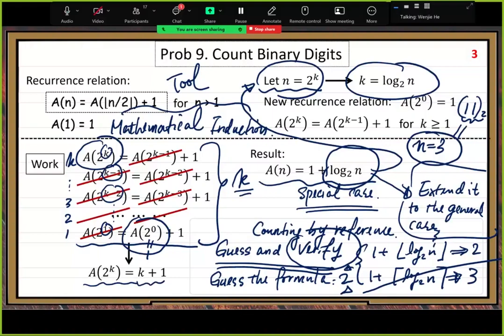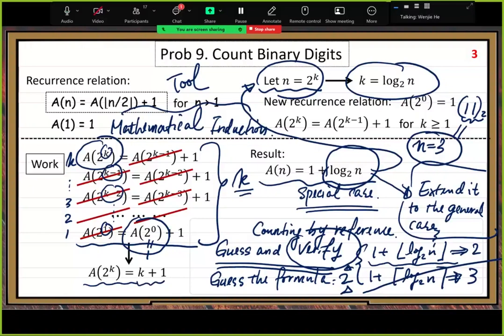We need to apply mathematical induction in 2 places, but in order to save time, I only show you the second time. The first time I skip. Later, by mathematical induction, we will show the guessed one is a correct formula. Then we complete the solution.